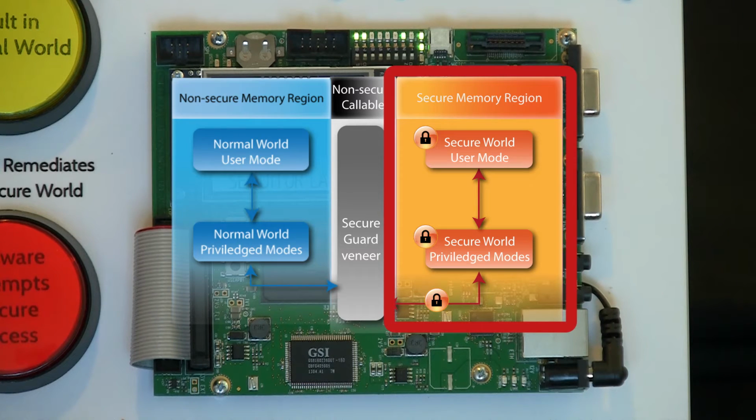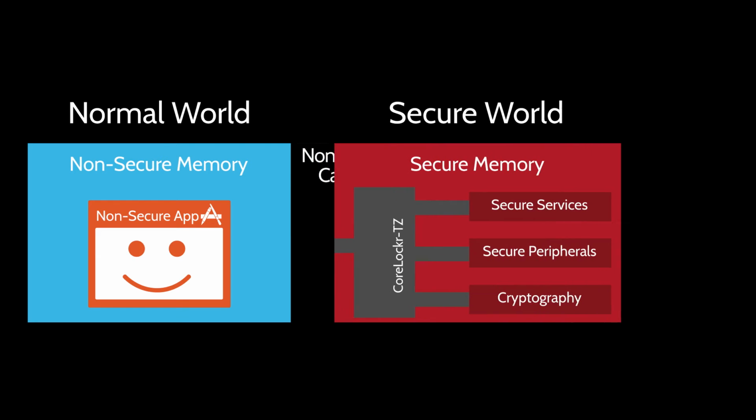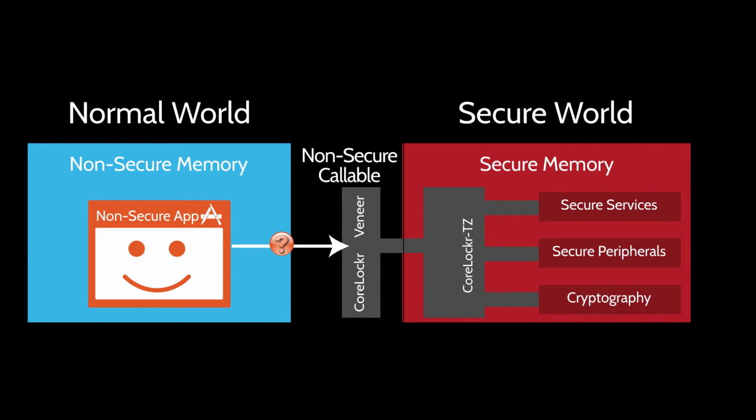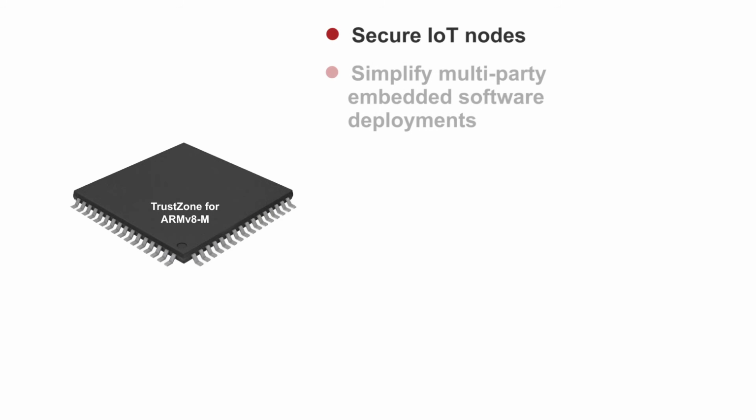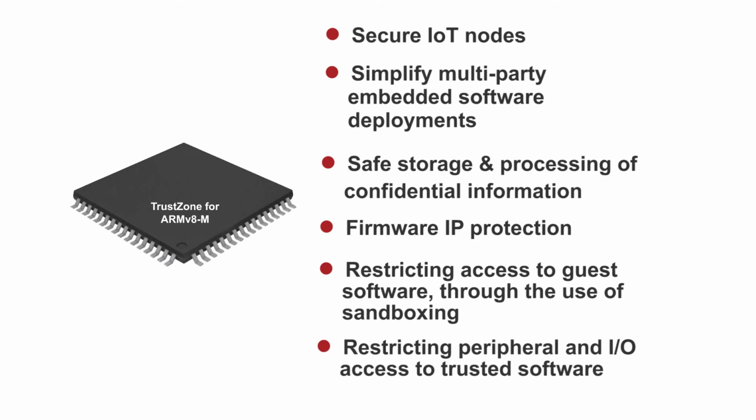Secure code developers can register secure functions as services with CoreLockr-TZ's service registry. Non-secure code developers desiring access to these secure functions need only to call the CoreLockr-TZ veneer in NSC memory. The veneer calls on CoreLockr-TZ in secure memory, which directs the request to the appropriate secure function. In effect, CoreLockr-TZ acts as a distributor for all secure functions that are held in secure memory. TrustZone for ARMv8-M brings foundational security to small, low-powered devices and takes us closer to achieving end-to-end security.